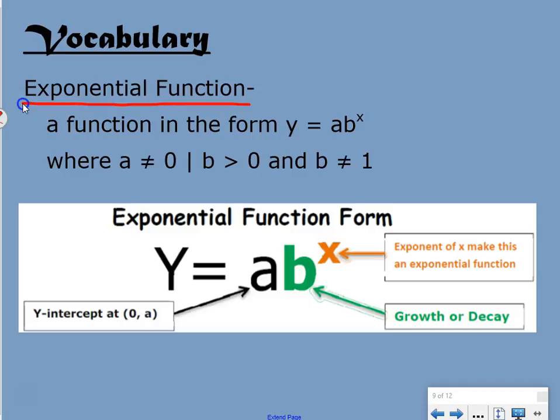You guys have been working with linear functions, which have been lines. Now we're going to work with exponential functions. It is a function in the form y equals a times b to the power of x. Now there are some specifications. A cannot equal 0, b needs to be greater than 0, and it cannot equal 1.